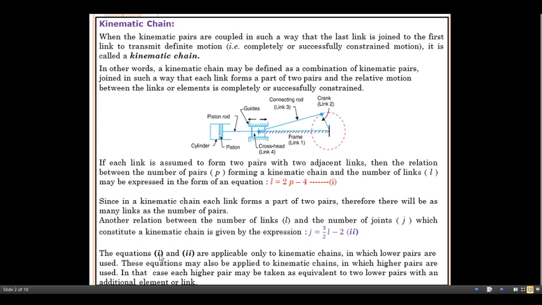The equations 1 and 2 are applicable only to kinematic chains in which lower pairs are used. These equations may also be applied to kinematic chains in which higher pairs are used. In that case, each higher pair may be taken as equivalent to two lower pairs with an additional element or link.